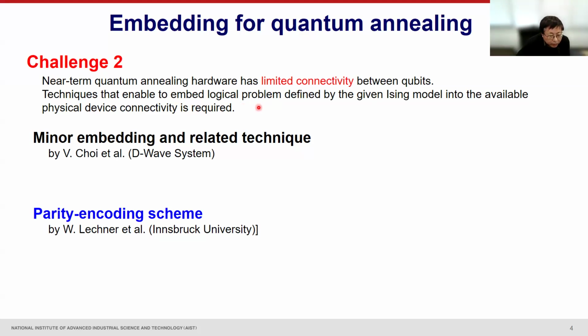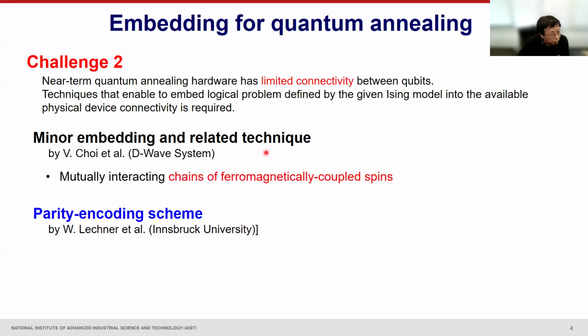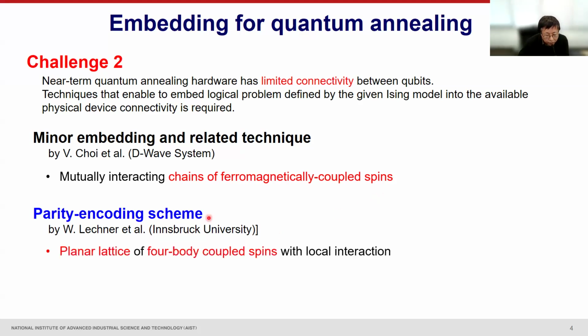Two schemes are reported to achieve this. The first one is minor embedding and related techniques, where a logical spin is mapped to mutually interacting chains of ferromagnetically coupled spins. The other one is a parity encoding scheme, which enables implementing logical spin systems via a planar lattice of physical spins with local interaction.